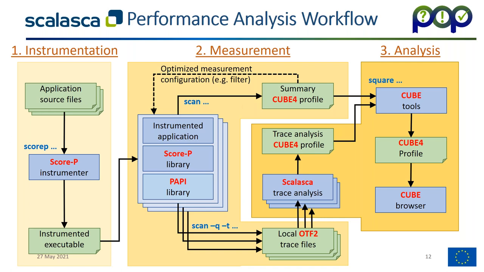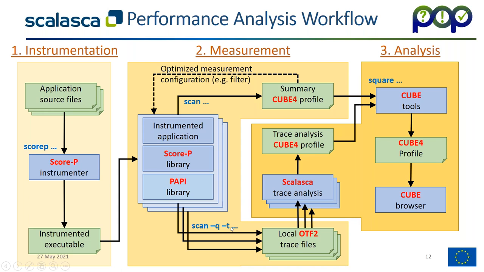The same for measurement. You typically have a parallel HPC application, typically MPI plus something. So you start it with mpirun, mpiexec or srun or whatever your launcher is. And again, you just prepend scan in front of it. So it says scan mpiexec. This makes sure it sets up everything, generates the necessary measurement and generates a profile. If you want to do a trace measurement, you just say scan -q -t mpiexec or srun and so on, and you get a trace.